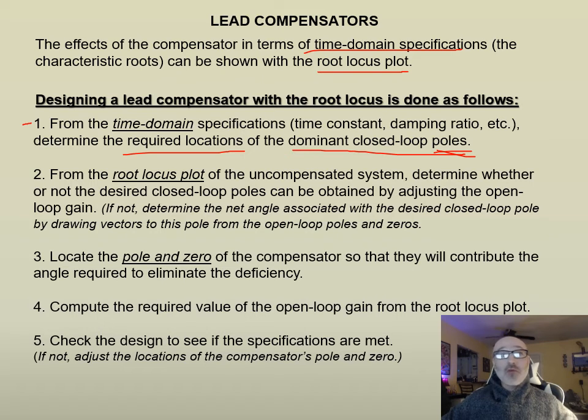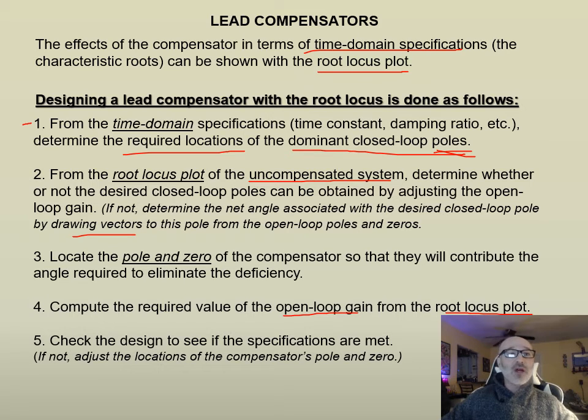Now, from our root locus plot of the uncompensated system, we can determine whether or not the desired closed loop poles can be obtained by adjusting the open loop gain. If not, we can determine the net angle associated with the desired closed loop pole by drawing out our vectors to this pole from the open loop poles and zeros. Then third, we're going to locate our pole and zero for the compensator so that they will contribute the angle required to eliminate the deficiency. Then fourth, compute the required value of the open loop gain from the root locus plot.